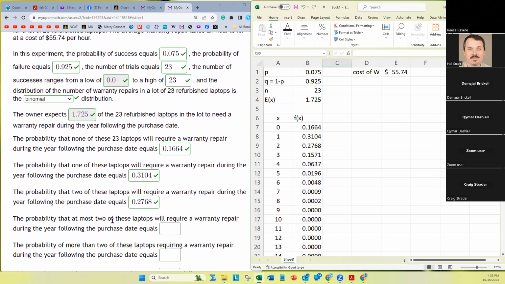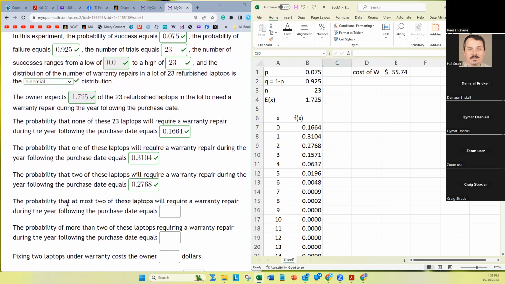All right, moving on. The probability that at most, what does at most mean? Is at most less than 2? Less than or equal to? It has to be less than or equal to. Yeah, it's not greater than 2, right? It's not greater than or equal to 2. It's not less than 2. It's 2 or less, right? Probability of 2 or less.